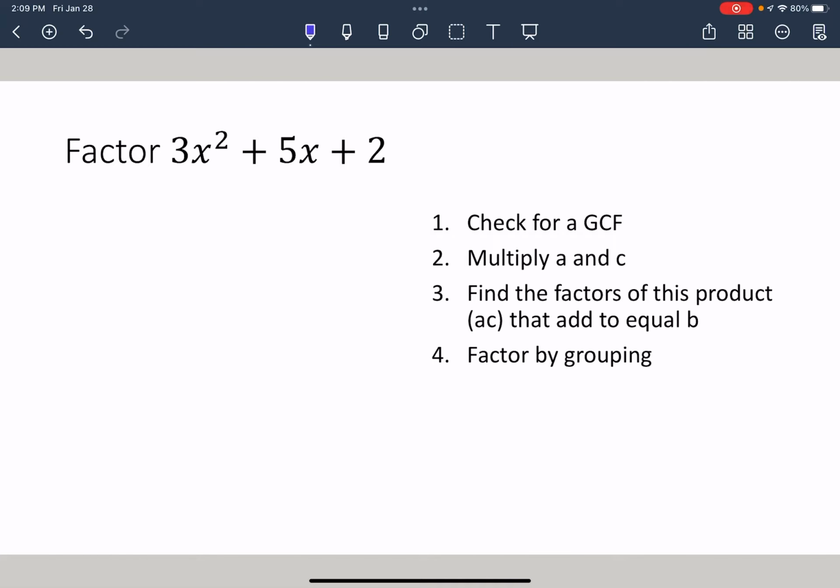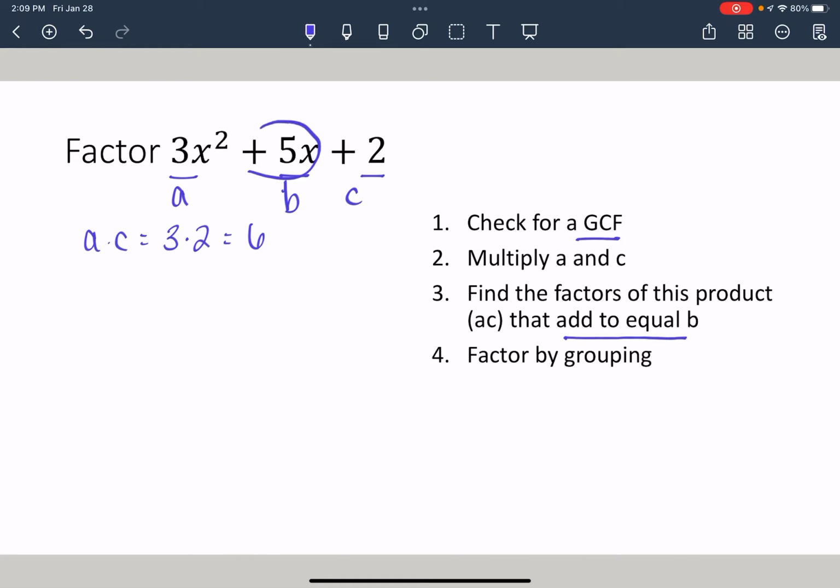So here we have 3x squared plus 5x plus 2. First, I'm going to check for a GCF. There's no number that will evenly divide 3, 5, and 2, so there is no GCF. So now, instead, I'm going to multiply a and c. So if I multiply a times c, that's 3 times 2, which equals 6. And then I'm going to find the factors of 6 that are going to add up to equal b.